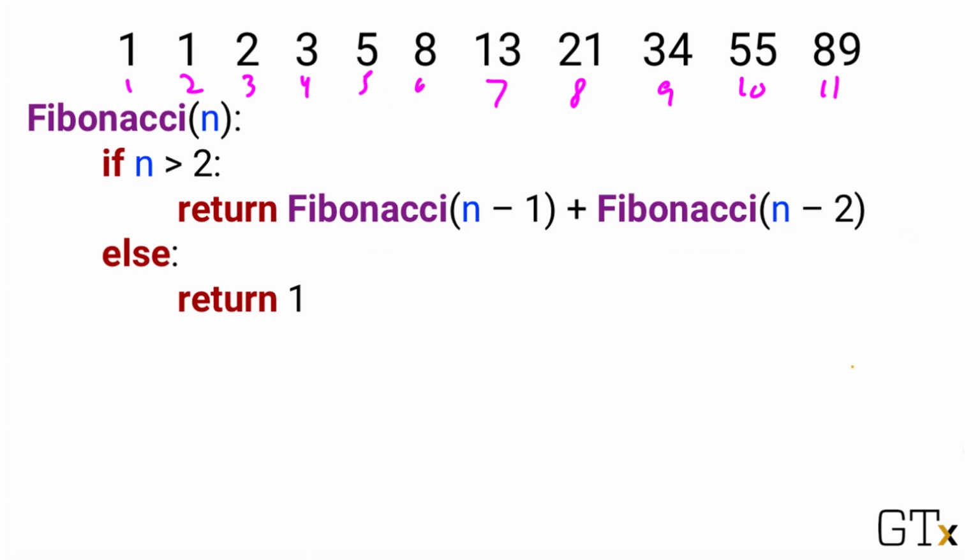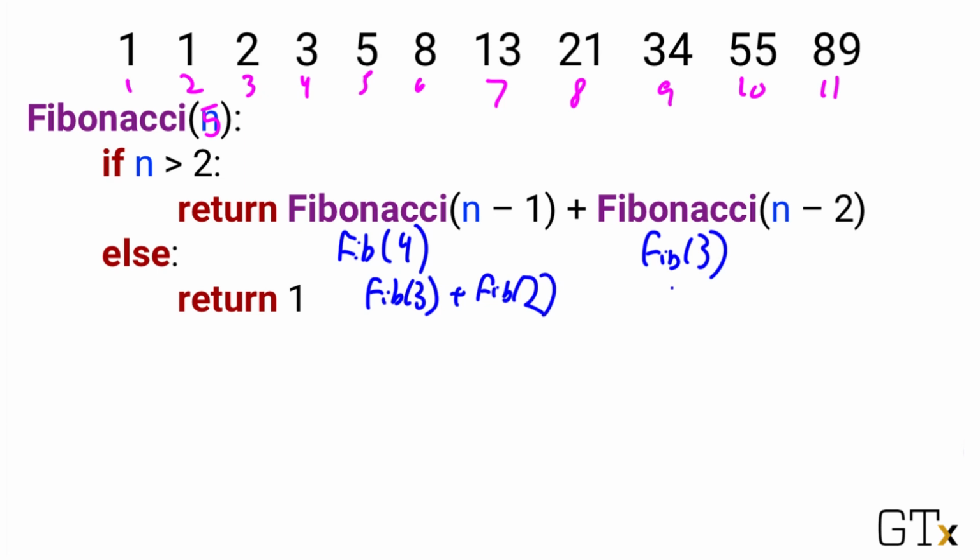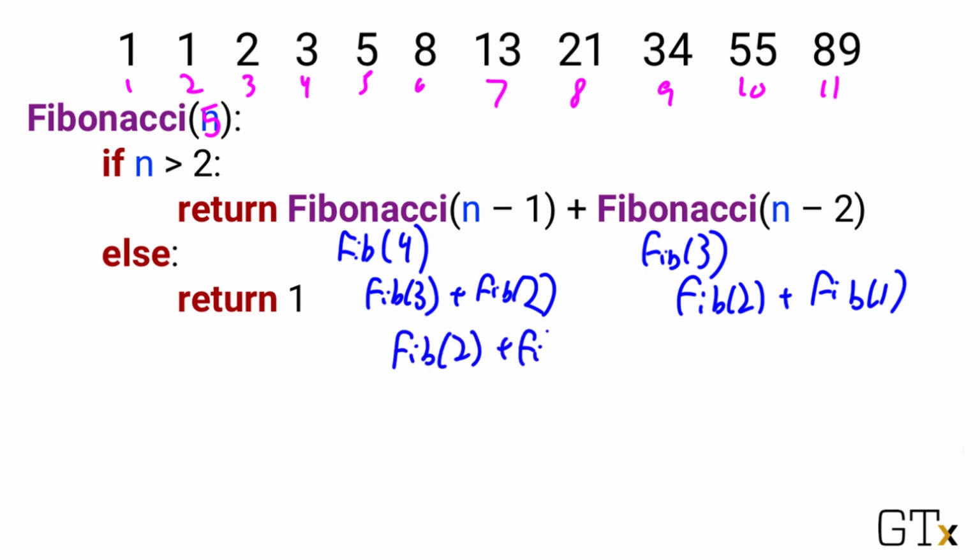But what's important to note is that the Fibonacci sequence as implemented here is very inefficient. And the reason for that is we're going to have a lot of duplicate function calls. In our previous example, if our original number was 5, then the first time it runs Fibonacci, it's going to try to run fib 4 plus fib 3. But fib 4 is going to require fib 3 plus fib 2. And fib 3 is going to require fib 2 plus fib 1. But over on the left, fib 3 is again going to require fib 2 plus fib 1.